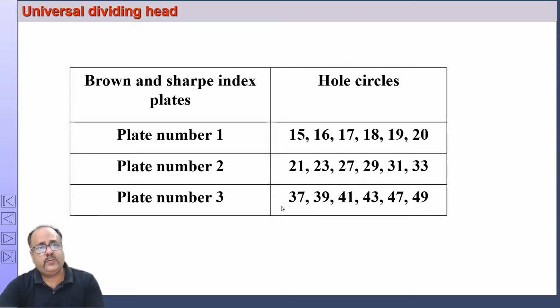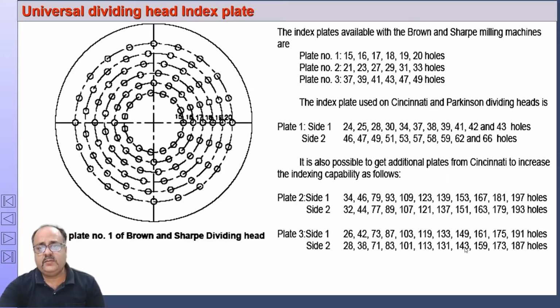There is another type of dividing head which is called Cincinnati-Parkinson's. In Cincinnati-Parkinson's also there are 3 plates, but these 3 plates have hole circles on both sides. Whereas in Brown and Sharp we have them on one side, and therefore the number of divisions possible by Brown and Sharp is less. In India, we mainly use the Brown and Sharp dividing head, and therefore the index plates are Brown and Sharp. So our discussions will be mainly restricted to the Brown and Sharp type of dividing head.